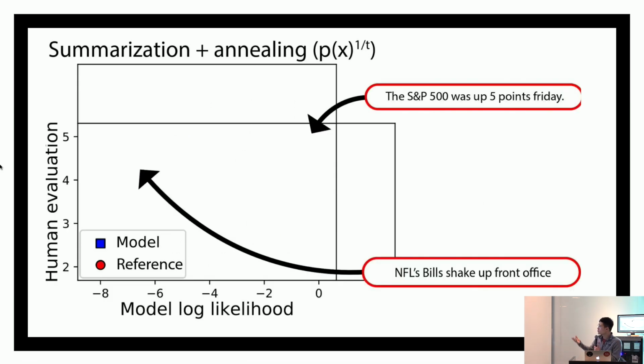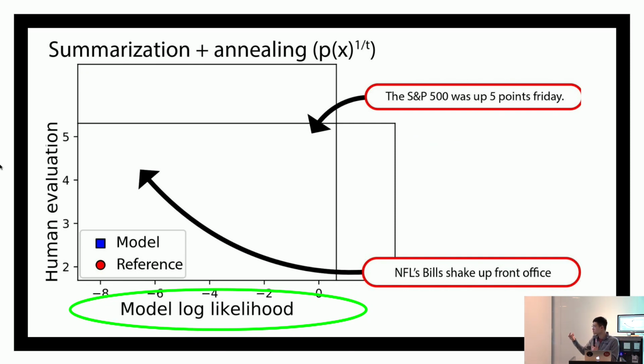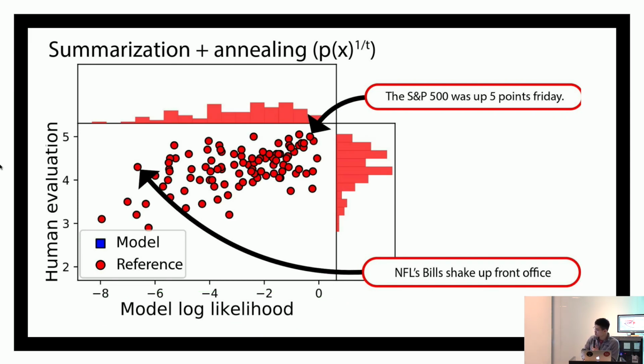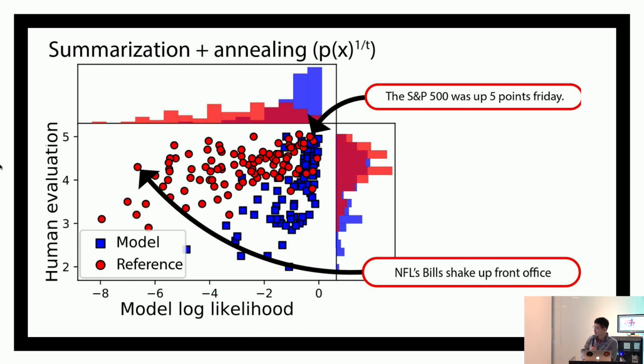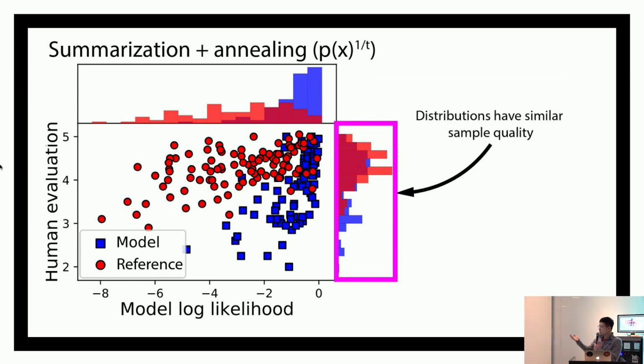So, as before, we take each sentence and we map it onto the 2D plane. Here you can see that both headlines do quite well according to human evaluation, so they're both very high on the y-axis. However, the S&P headline is very likely according to the model, so it's on the upper right, while the NFL's Bills headline, as we discussed earlier, is very unlikely under the model, so it's on the upper left. We do this for every single sentence in the reference distribution, as well as all the model-generated sentences. Note here, if you just look at the quality using human eval, these distributions are very hard to separate out because they have very similar quality judgments.